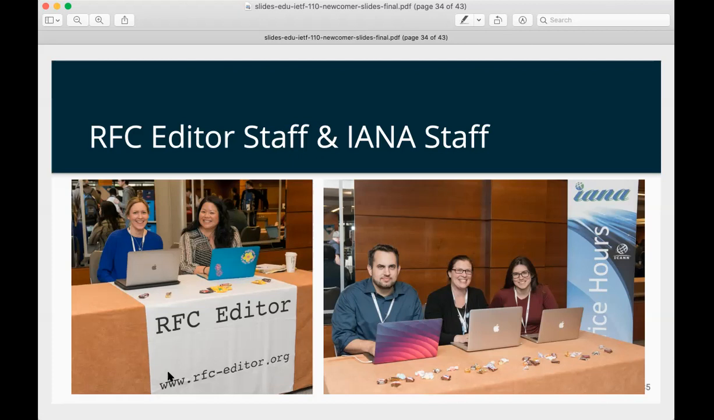I mentioned this a couple times. This is the virtual space that we're using. So you can walk up to the RFC editor desk and you can say hello, you can discuss your issue with them one-on-one in a very ad hoc fashion, just like you might be able to do in a physical meeting.